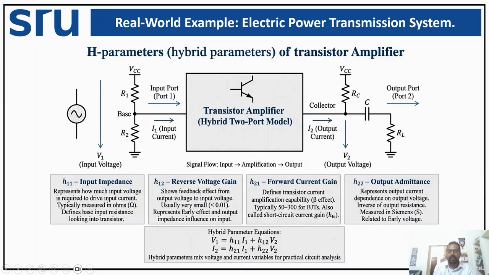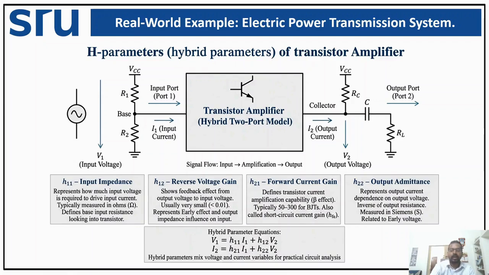And the final one, H22, is the output admittance. This parameter describes how the output current depends on the output voltage. It relates to the Early effect, the output resistance of the transistor. It is measured in Siemens, and a small value of H22 means good amplification behavior.